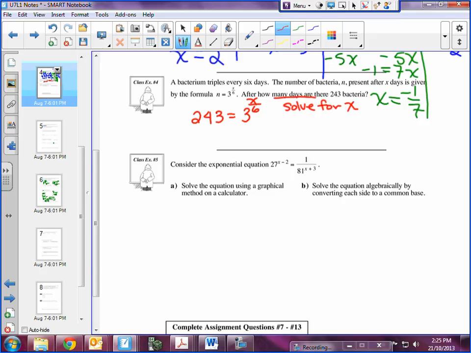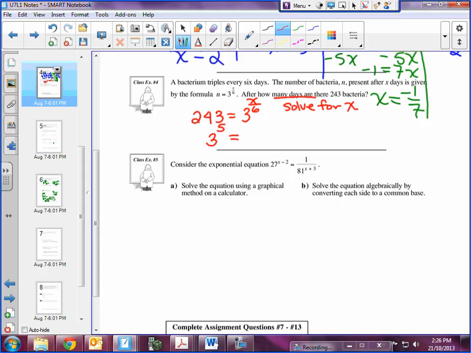Okay, so to solve for x, I want my bases the same. Can you rewrite 243 with a base of 3? Yes, you can. So what is it? 3 to the exponent what? 243, you want it with a base of 3. 3 to the exponent 5.